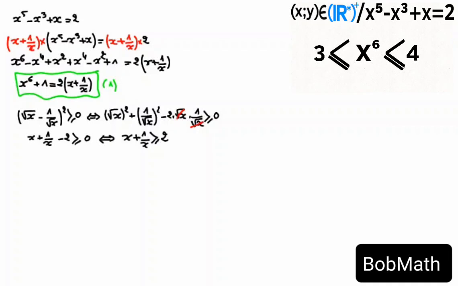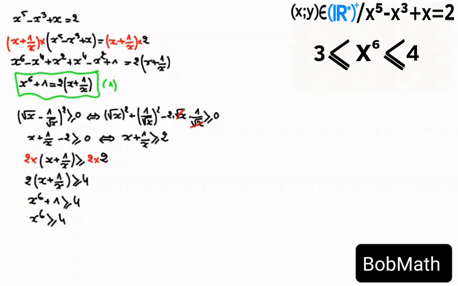Now we multiply this inequality by the number 2, so we get 2(x + 1/x) greater than or equal to 2 times 2. Therefore, 2(x + 1/x) is greater than or equal to 4. From 1, we conclude that x^6 + 1 is greater than or equal to 4. So x^6 is greater than or equal to 4 - 1. Therefore, x^6 is greater than or equal to 3. We call this inequality 2.